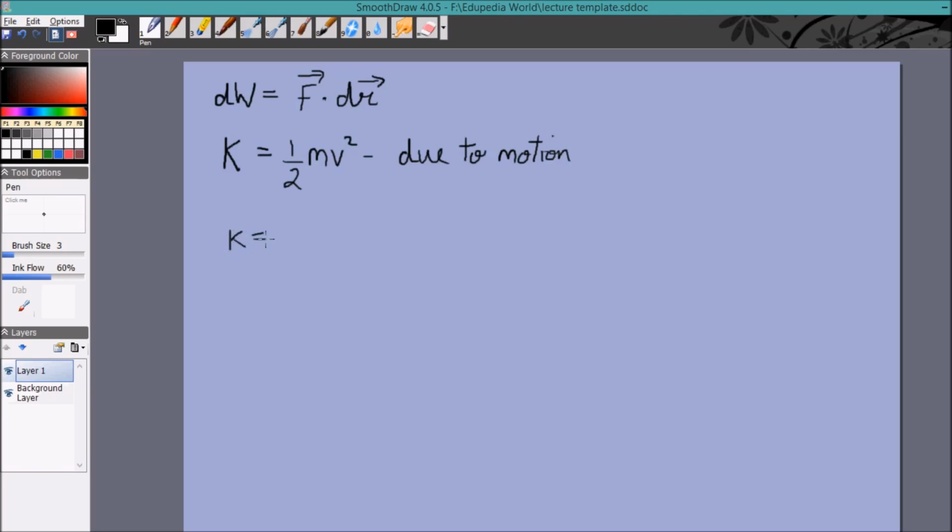Kinetic energy is half mv squared, right? dW is F dot dr, which for one dimension I can write as F dx, which can be written as m a dx because F is equal to ma, and a is equal to v dv by dx, so it can be written as m v dv because dx and dx will cancel, right?